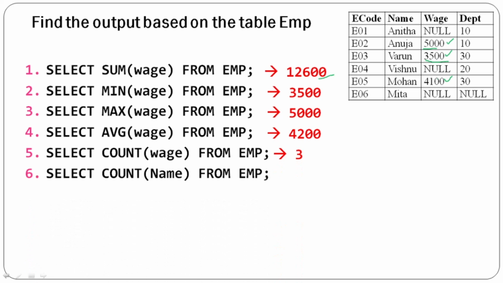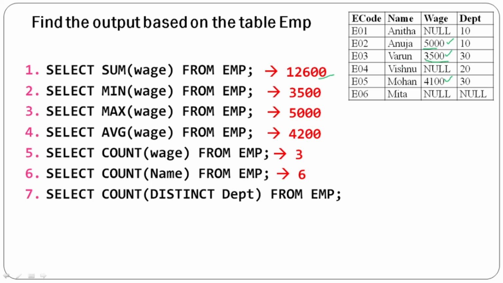SELECT COUNT(name) FROM EMP. There are 6 names in this name column, so the output will be 6. SELECT COUNT(DISTINCT DPT) FROM EMP. We have to first find out the distinct departments from the table. The departments are 10, 30 and 20, and after that we have to take the count. So there are 3 departments in the table, so the output will be 3.